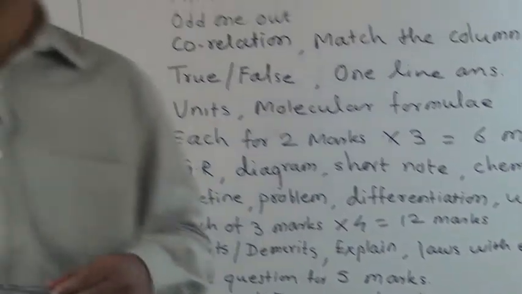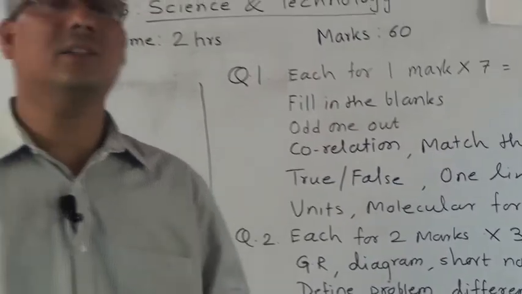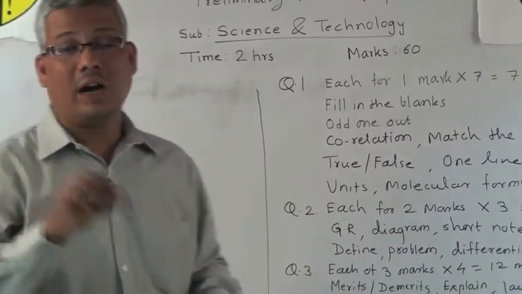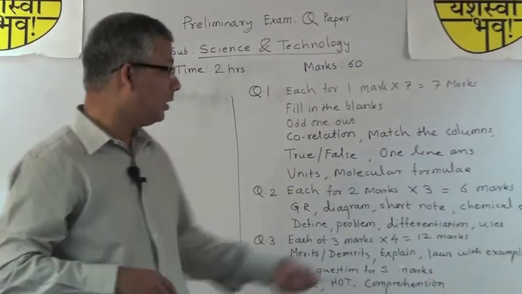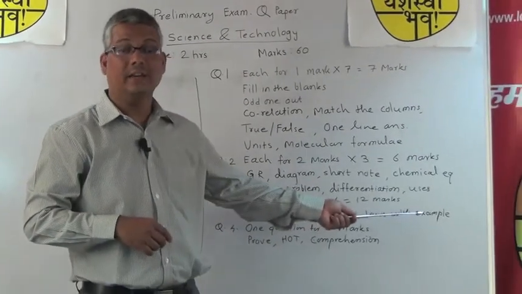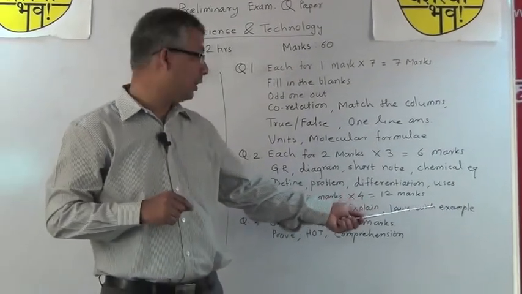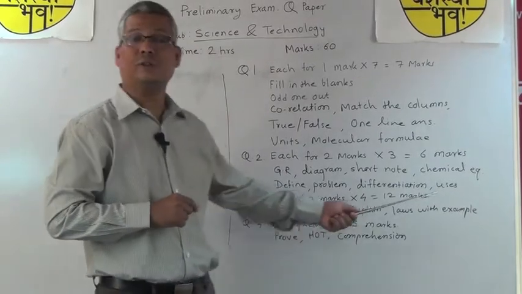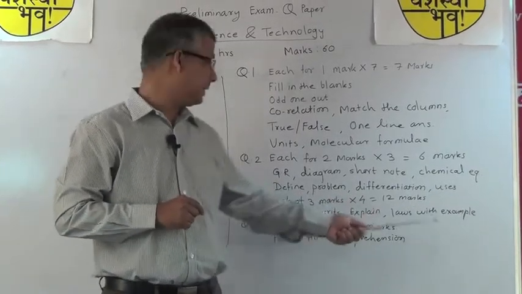For example, they may ask you Doberian's law of triads. So there you have to state the law along with the example of the triad and describe that example, because these 3 marks are divided for the statement and for the example.